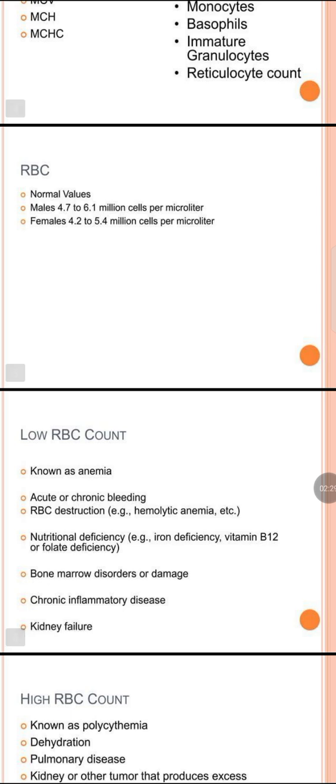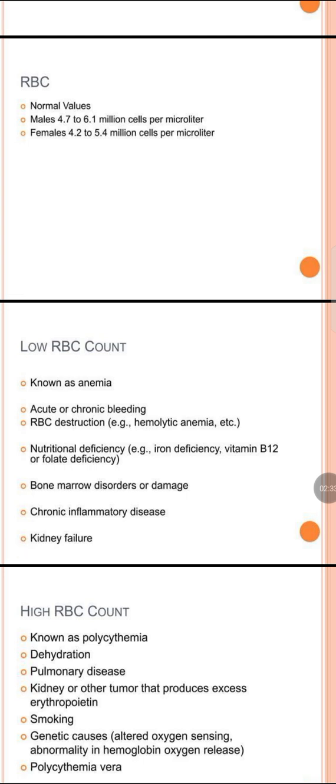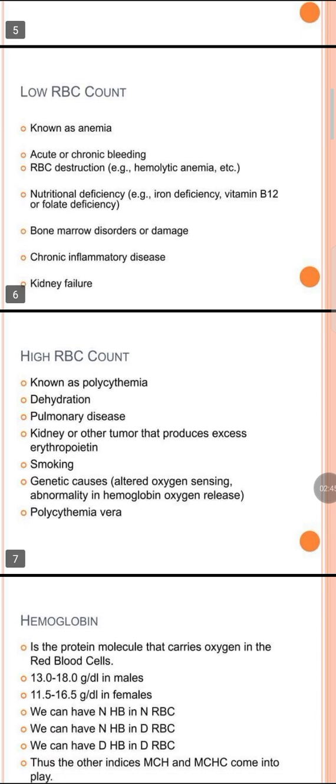Then platelets, neutrophils, lymphocytes, monocytes, basophils, immature granulocytes, as well as reticulocyte count. These are the normal values of the red blood cell: 4.7 to 6.1 in males, and in females 4.2 to 5.4. So a low red blood cell count is seen in anemia.